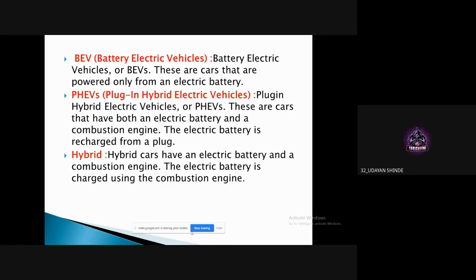BEV, battery electric vehicle. These are cars that are powered only from the electric battery. PHEV, plug-in hybrid electric vehicle. These are cars that have both an electric battery and a combustion engine. The electric battery is recharged from a plug. Hybrid. Hybrid cars have an electric battery and a combustion engine. The electric battery is charged using the combustion engine.